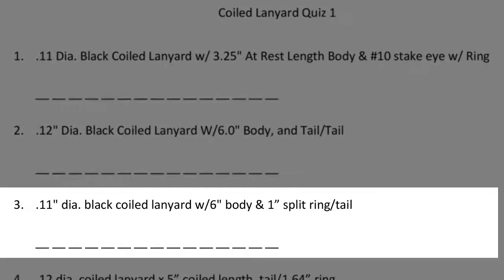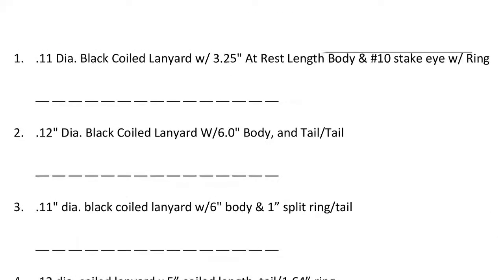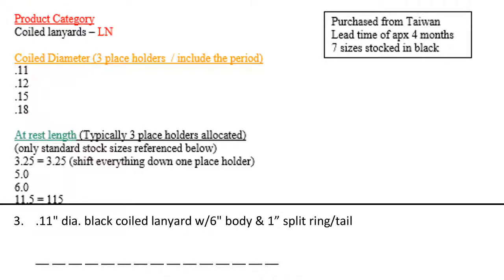Number 3, 0.11 inch diameter black coiled lanyard with 6-inch body and 1-inch split ring and a tail. Remember, when only 1 terminus end is referenced in the part number, see specs or print. When there is a tail and any other terminus end, we put the other terminus end in the part number and leave out the tail. So in this case, we're going to start out the part code as an LN. Next we identify the diameter, which is 0.11. We enter 0.11 into the orange section of the part code.